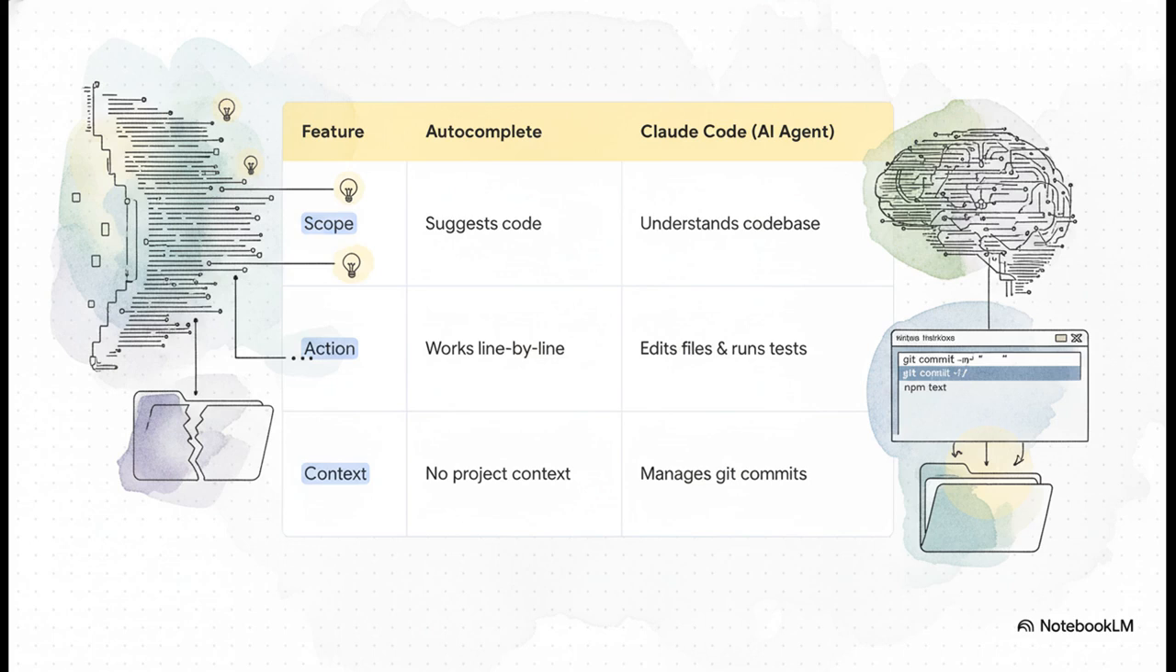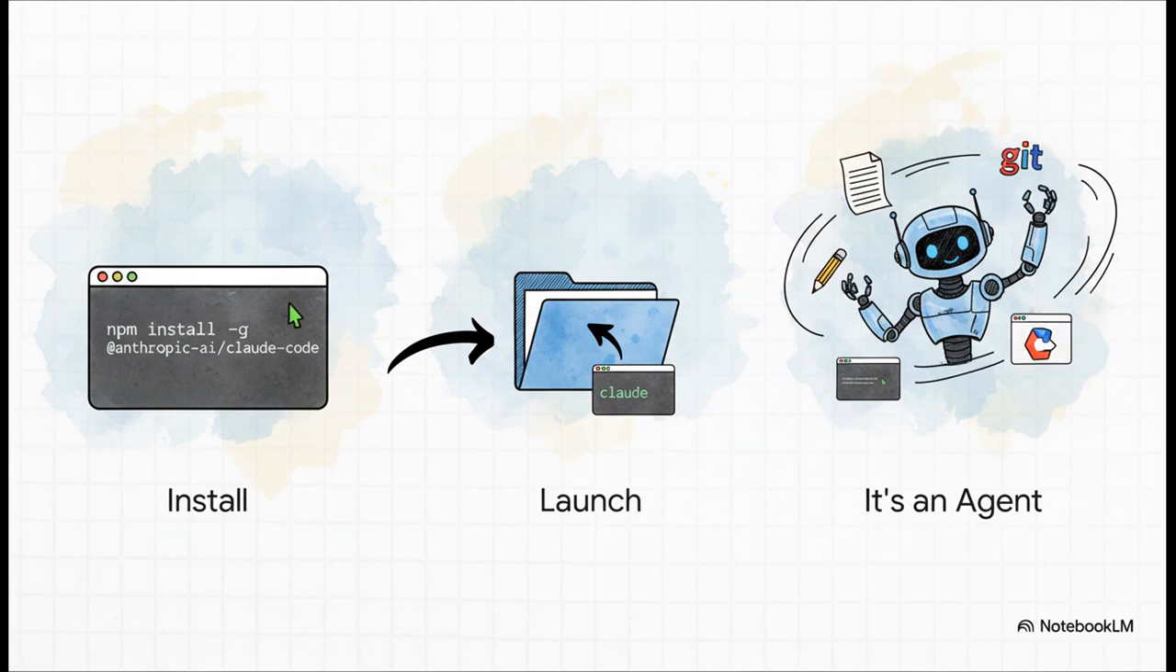Let's just put it side by side. Autocomplete? It suggests the next little piece of code. Claude Code? It understands the entire code base. Autocomplete works line by line. Claude edits files, runs tests, the whole shebang. Autocomplete has zero project context. Claude can manage your Git commits. You see the difference? It's like having a helpful hint versus having a junior developer as a pair programmer right in your terminal.